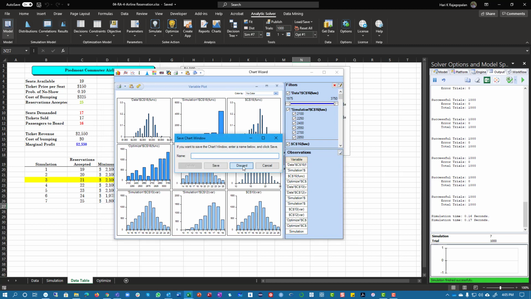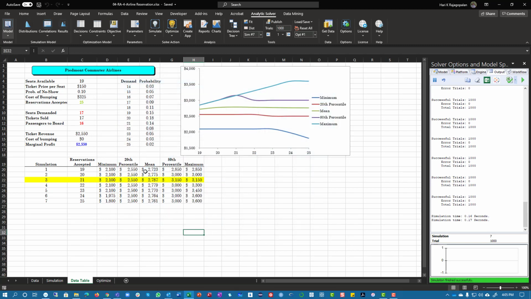And you should get, as you can see, your average is increasing. 19, 20 tickets, 21 tickets, it's increasing. And then at 22, it drops again, your average profit drops. So 21 seems to be the best solution. But is it really the best solution? Let's run an optimizer and make sure.